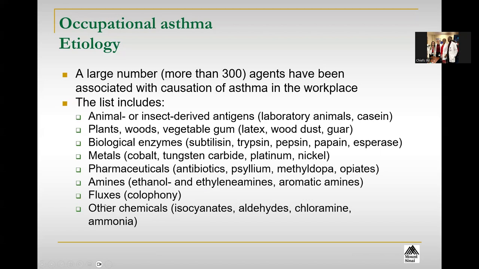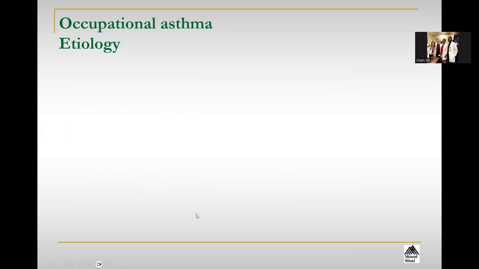And there is also a mixed bag of other chemicals, usually low molecular weight ones, like isocyanates, aldehydes, chloramine, ammonia, etc. These are very important, and isocyanates, this is maybe a board eligible question. For example, in car paint spraying, these are still considered the leading cause of occupational asthma in higher income, industrialized countries like the United States and Western Europe. So isocyanates.